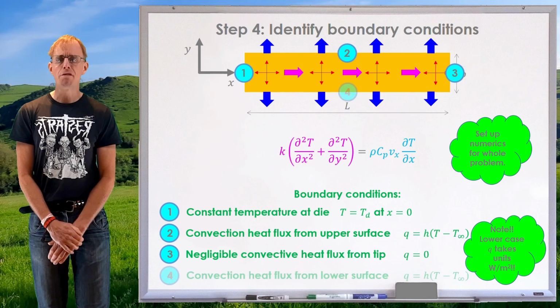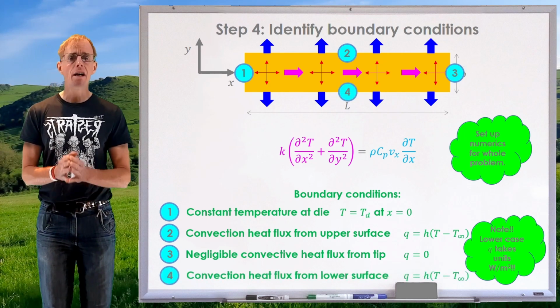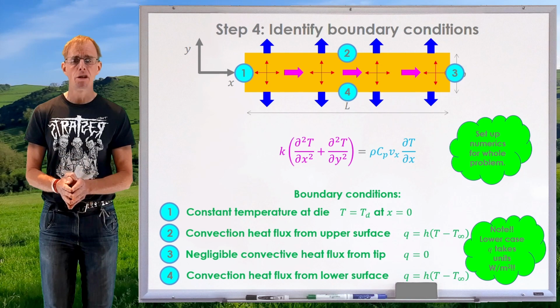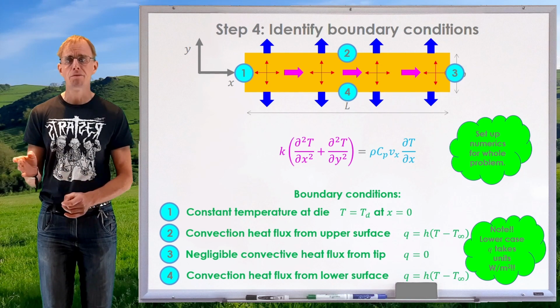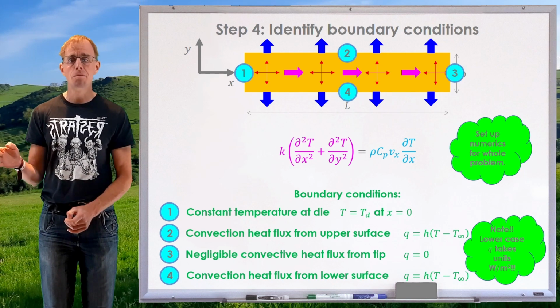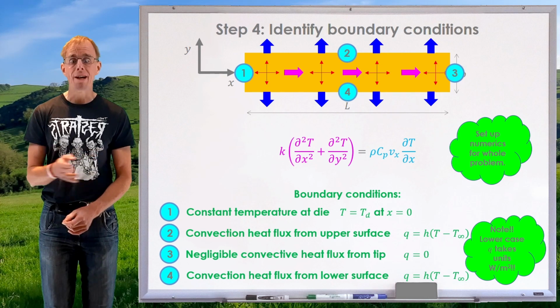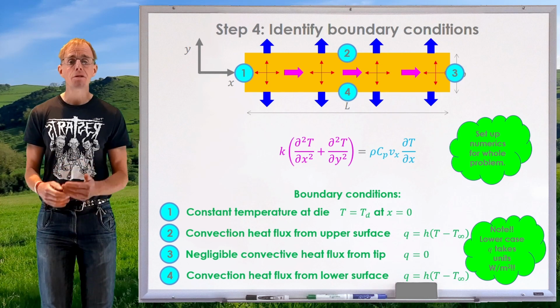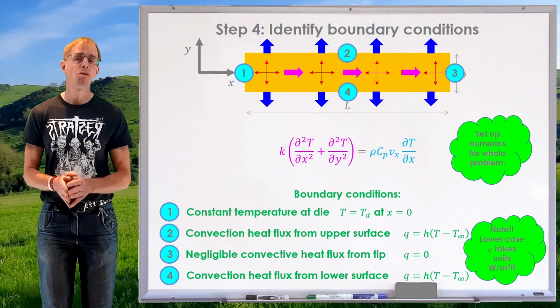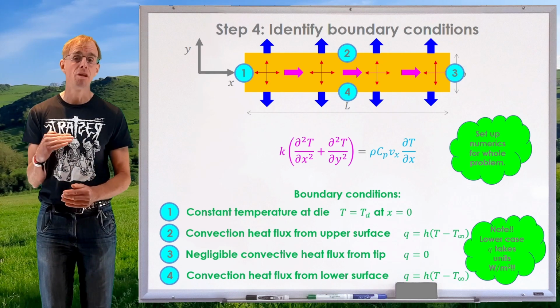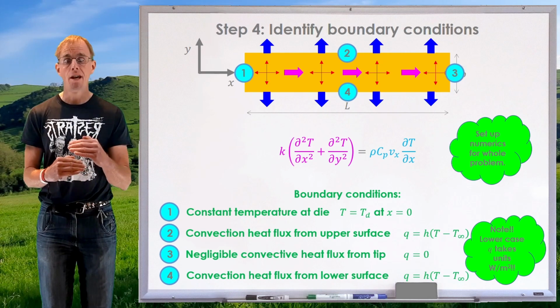Let's think about the fourth boundary condition, the lower surface. Again, I'm going to assume there's convective heat transfer going on along the entire length, so my convection heat transfer is going to be valid for all of x. Furthermore, I'm going to assume that the heat transfer coefficient h is the same on the bottom surface that it is on the top surface.